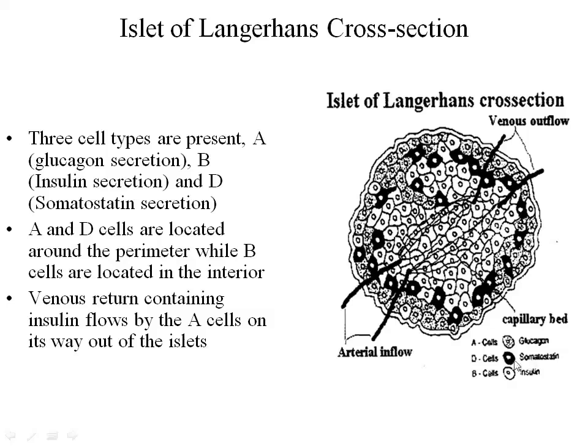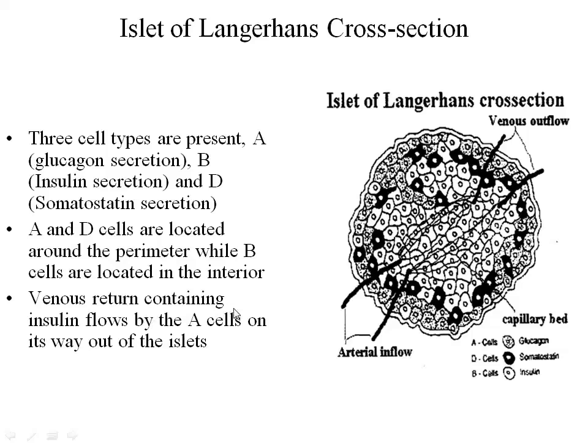So here the dark color structures, these dark color cells, are the delta cells. You will see that they are arranged on the periphery. Then these glucagon producing cells, alpha cells, are also arranged on the periphery, and in the central location are distributed the beta cells, which are responsible for the production of insulin. Okay, so three cell types are present: A is glucagon secreting, B is insulin secreting, and D is somatostatin secreting. A and D cells are located around the periphery, and B cells are located in the central portions.